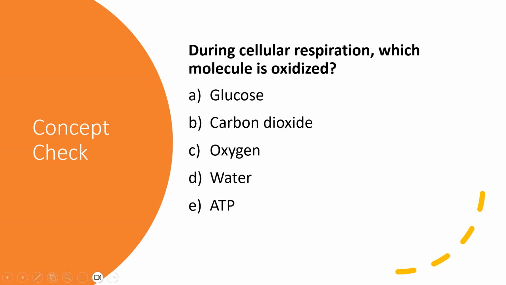Anyone else? Okay, well, most of you got it right. It is glucose. Glucose is the one that is being oxidized. That's the one we are ripping the electrons from. And the electrons are being transported to the ETC, right? How? By the energy carrier, the NAD plus and the FAD.